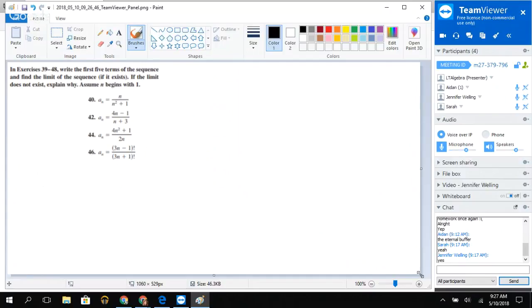All right, so if I look at number 40, for example, I'm going to do this kind of quickly. If I put in n equals 1, I have 1 over 1 squared plus 1. So I have 1/2 as my first term. When I put in n equals 2, I get 2/5. When I put in n equals 3, I get 3/10. N equals 4, I get 4/17. N equals 5, I get 5/26, and so on.